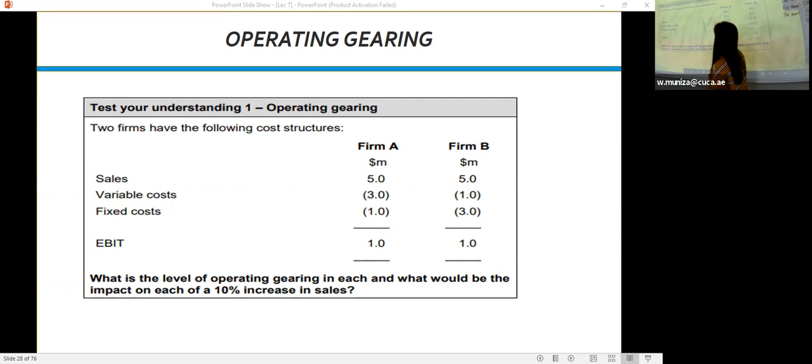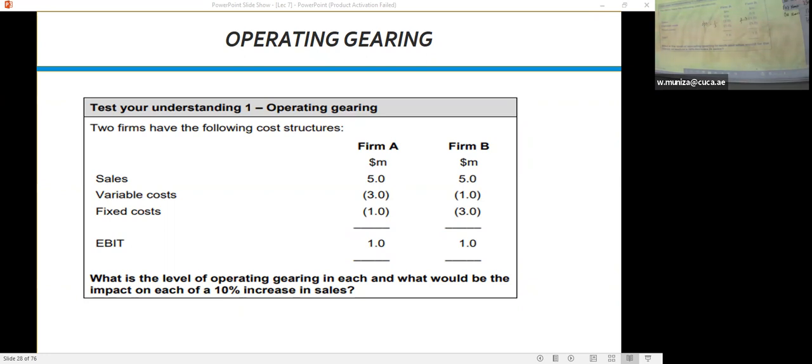So with the help of this given data, how much will it be? 0.33. Okay, so 33%. In this case, 3 divided by 1, it will be 3%. Okay, so what does that basically mean? Which firm is having higher operational gearing? Firm B.